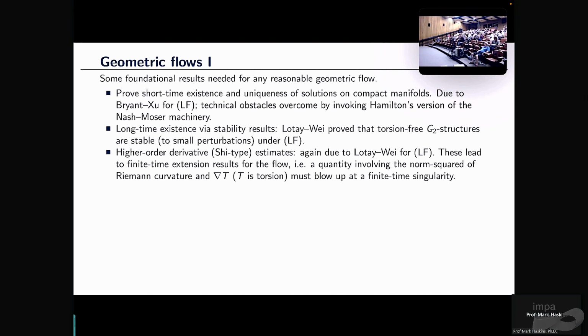So in the Laplacian flow case, the quantity that they write down involves taking the norm squared of Riemann together with a quantity constructed out of the covariant derivative of the torsion tensor. So again, this is another important ingredient that might help you say that the solution exists for not just a short time, but for a longer time.